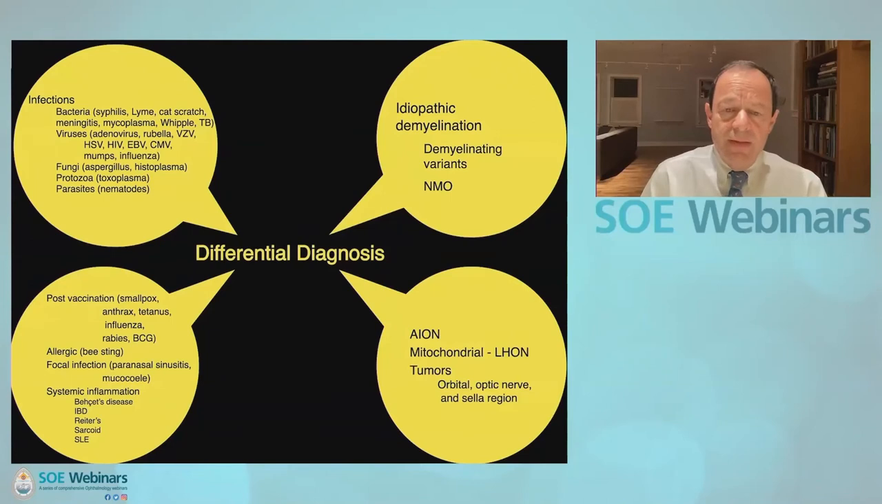The top right category is the category that characterizes the patients that we see the most: demyelinating variants, neuromyelitis optica. I will speak about that in a moment. And the bottom right are the cases that we see that we don't forget: ischemic optic neuropathy, mitochondrial Leber hereditary optic neuropathy, and tumors. On the left side are the atypical cases or the less frequent situations that we see, for instance, infections. And here's a list that I can make available to you.